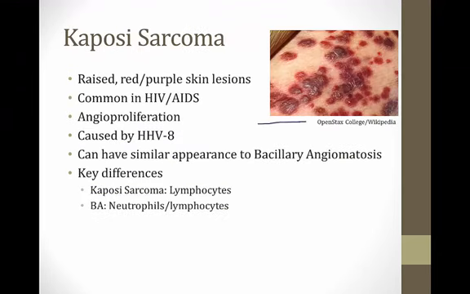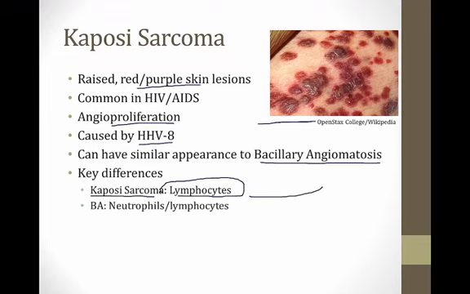This is a picture of Kaposi sarcomas in a patient who has HIV/AIDS, and these are raised red-purple skin lesions that happen when you have end-stage HIV. They're caused by angioproliferation in people who have infection with a virus called HHV8, and they have a very similar appearance to bacillary angiomatosis caused by Bartonella. Some key differences happen when you do a biopsy and look at the lesions under the microscope. In Kaposi sarcoma, you will see predominantly lymphocytes, and this makes sense because it's a viral infection. In bacillary angiomatosis, you can see neutrophils in addition to lymphocytes, and that also makes sense because it's bacterial.